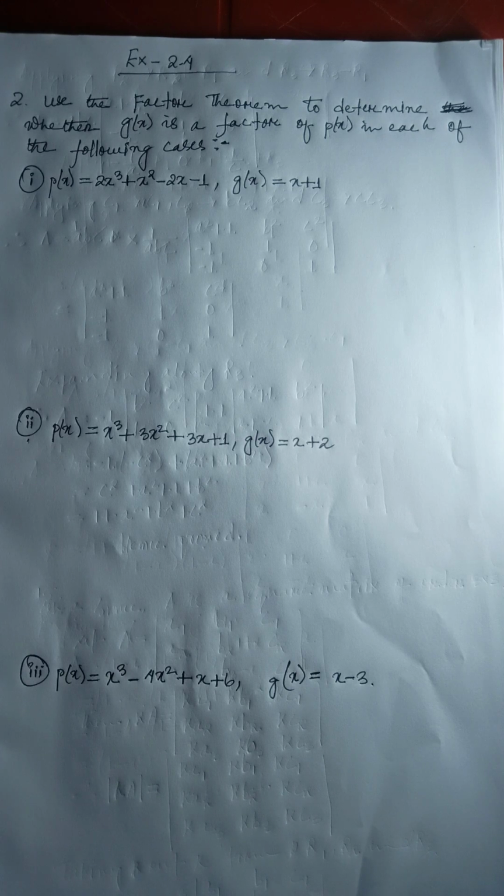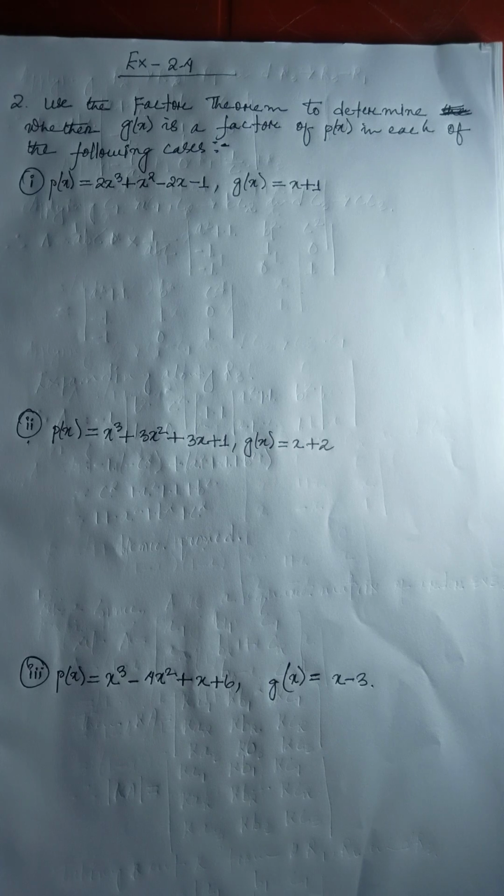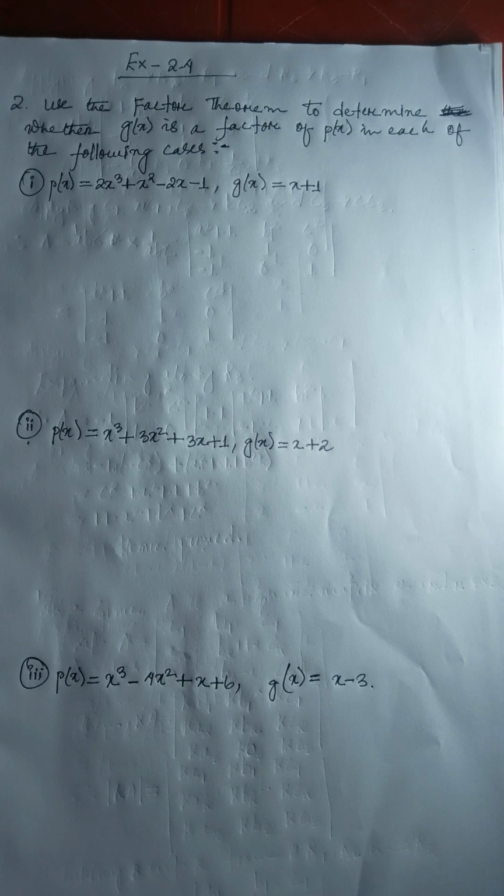Today we'll discuss class 9 maths problem, exercise 2.4, question number 2. Now, we can see the question: use the factor theorem to determine whether g(x) is a factor of p(x) in each of the following cases. According to the question, by using the factor theorem, we are going to find whether g(x) is a factor of p(x) or not.